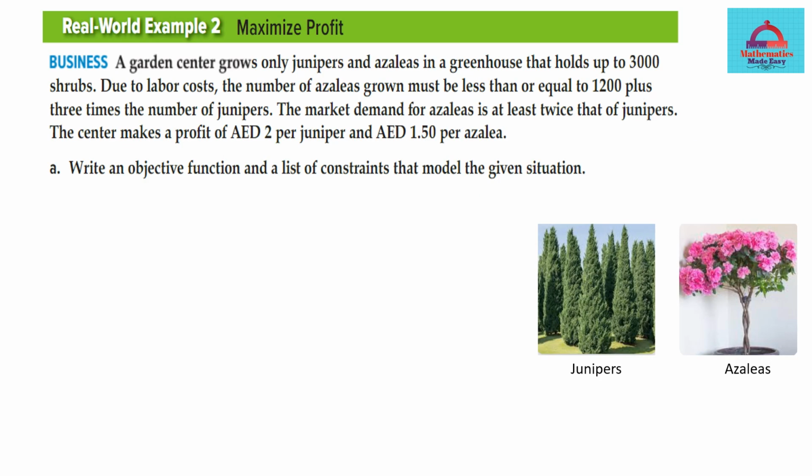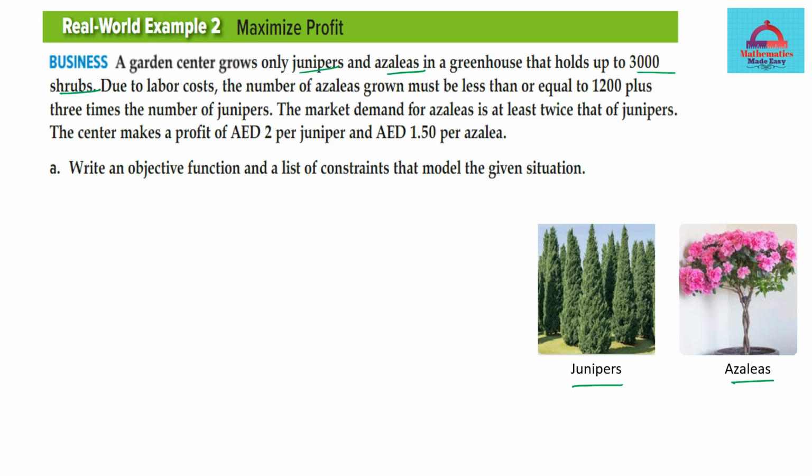Now let's solve a word problem on maximizing profit. In this one, you are given two varieties of shrubs. One is junipers, one is azaleas. So a garden center grows only junipers and azaleas in a greenhouse that holds up to 3,000 shrubs. So the total number is 3,000.